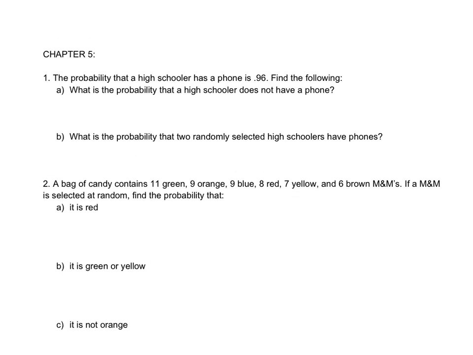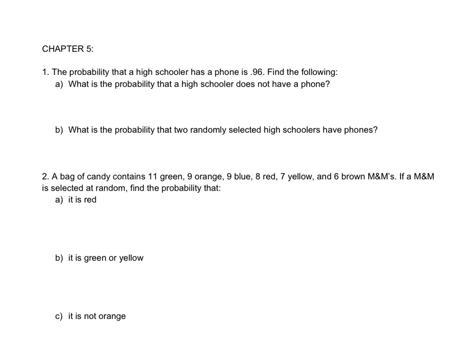Next, we're going to take a look at Chapter 5, which talked about probability. We are going to look at sections 2, 3, and that extra section we did. So we know that the probability that a high schooler has a phone is 0.96. And our first question asks us, what's the probability that a high schooler does not have a phone? So remember, all probabilities add to 1. So we do 1 minus 0.96, which is 0.04.